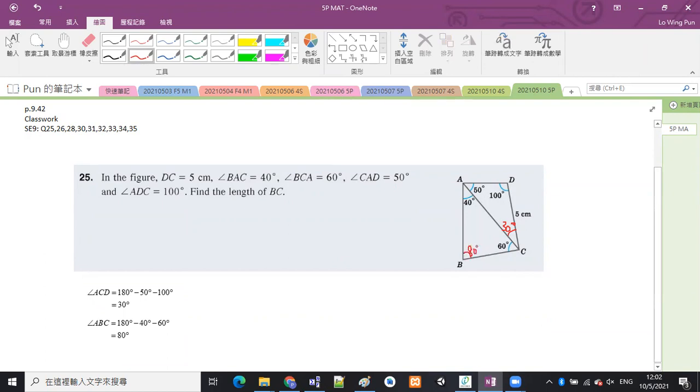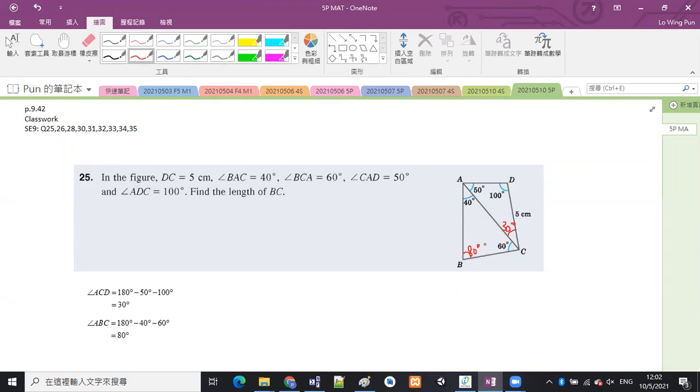But I didn't read the question yet. What is the question? It is asking us to find the length of BC. BC belongs to triangle ABC, but we do not have any information about the lengths in triangle ABC. We just have information about length in triangle ACD, so we need to make use of this length information.